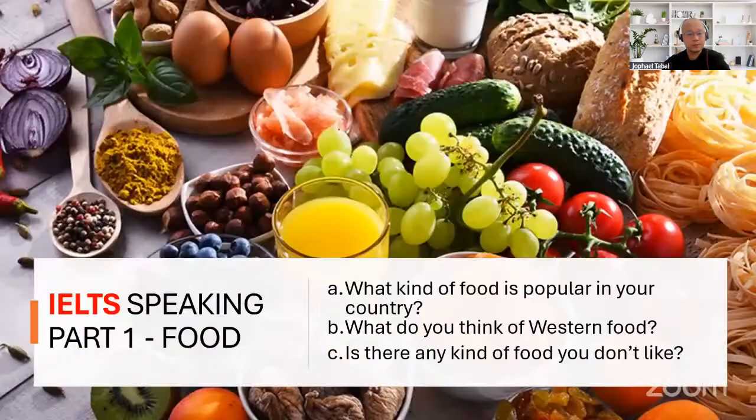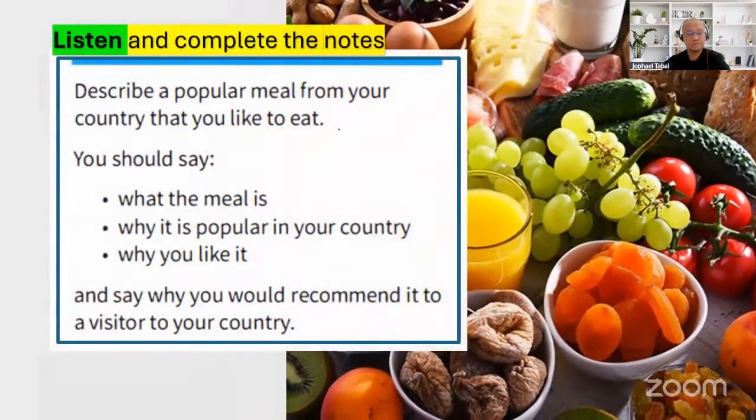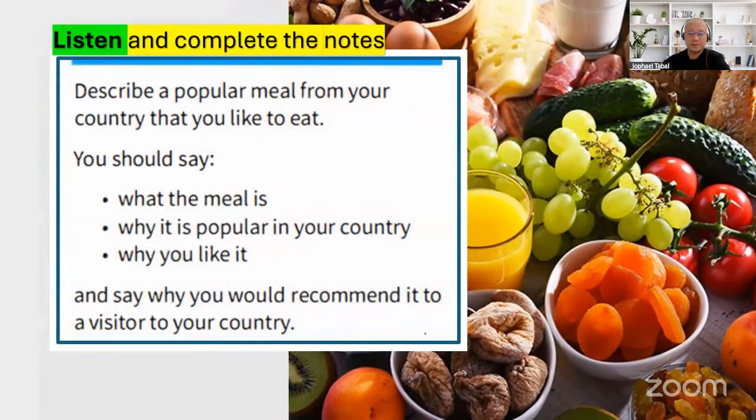Here is speaking part two. The topic for speaking part two is: describe a popular meal from your country that you like to eat. You should say what the meal is, why it is popular in your country, why you like it, and why you would recommend it to a visitor to your country.